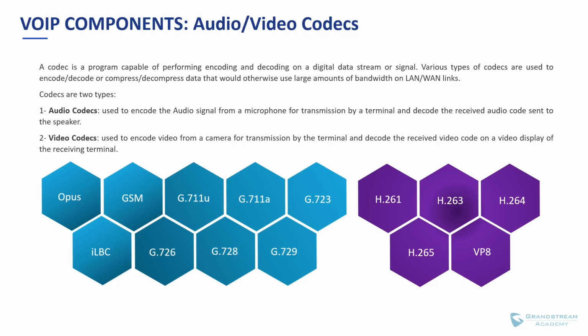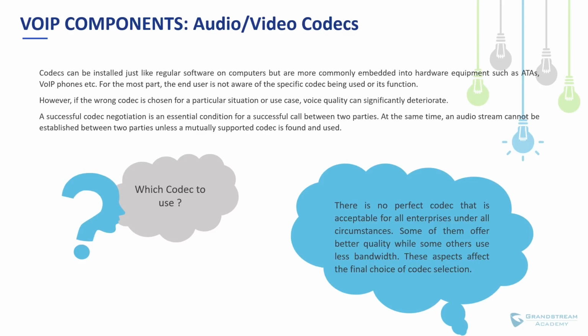I have listed in this slide some of the famous audio codecs such as GSM, G723, ILBC, Opus, etc. Video codecs are used to encode video from a camera for transmission by a terminal and decode the received video code on a video display of the receiving terminal. I have listed in this slide some of the famous video codecs like H.265, H.264, VP8, etc. You also need to know that if the wrong codec is chosen for a particular situation or use case, voice quality can quickly deteriorate.